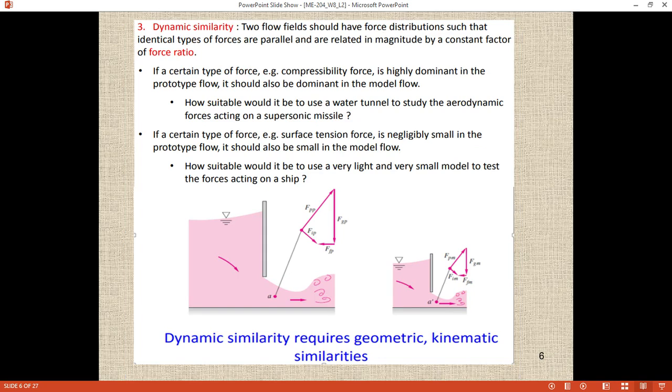And the dynamic similarity, so all the force components are reduced with the factor of a force ratio. All the forces, the gravity force, the friction force, and the inertia force are reduced with the same ratio, and the resultant is also reduced with the same ratio. So the dynamic similarity requires geometric and kinematic similarities. So you cannot attain the dynamic similarity unless the model is geometrically and kinematically similar.